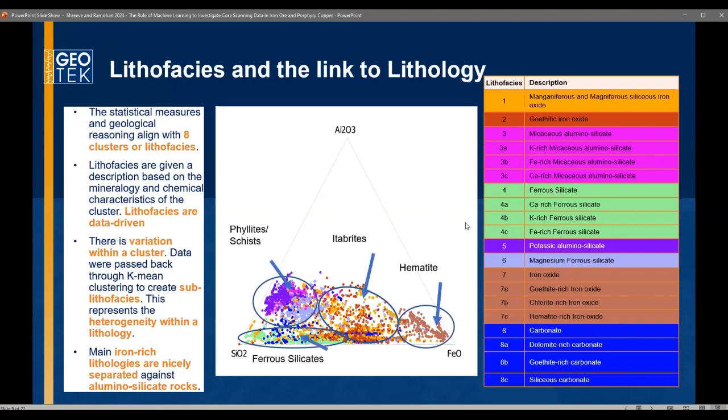Now, to lithology, they separate really nicely. We have our hematites down here, high iron and silica. We have our ytterbites in the middle with a mixture of both, different types of ytterbites and silica. Phyllites and schists over here, and our ferrosilicates. The thing to notice here is that we do see iron-rich lithologies separated nicely, but also you get a lot of variation within these clusters. That's where the subclustering, which I don't have time to go into today, comes into place, where we can look at the heterogeneity between each of our subclusters as well. So lithofasces do link to lithology.